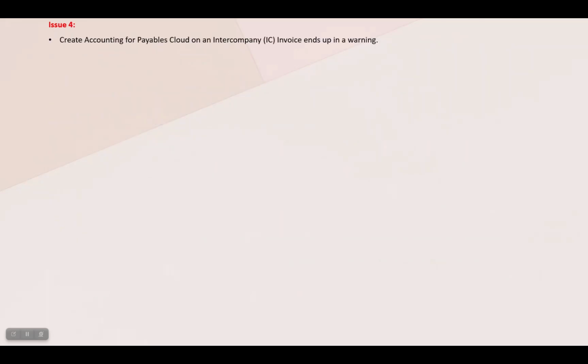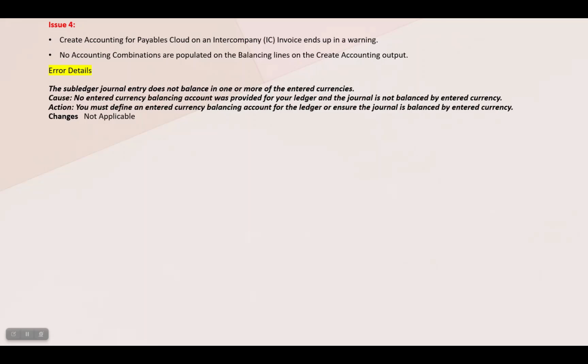What next? Create Accounting for Payables Cloud on an intercompany invoice ends up with a warning: no account combinations are populated on the balancing line for the create accounting output. Subledger journal entries don't balance in one or more of the entered currencies. No entered currency balancing account was provided for your ledger. The journal is not balanced by entered currency. So you must define an entered currency balancing account for the ledger or ensure the journal is balanced by entered currency.